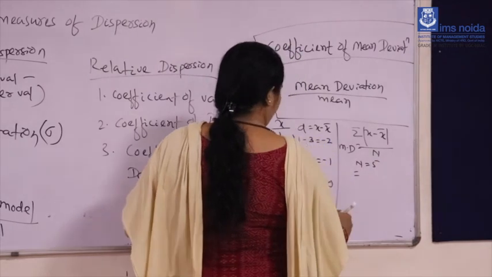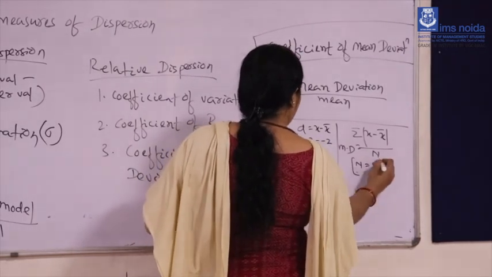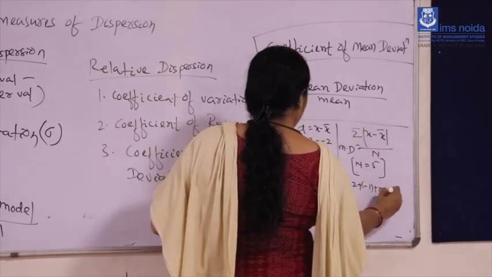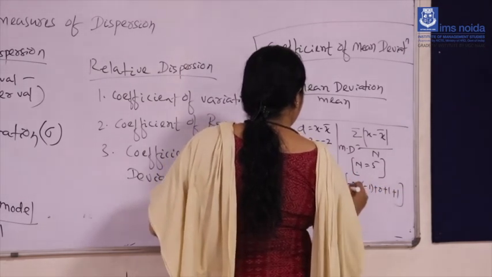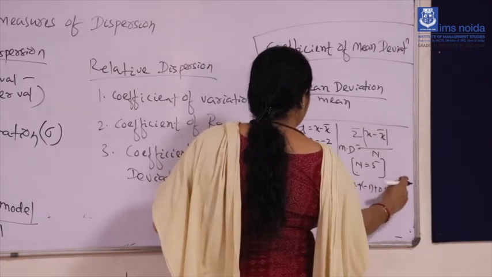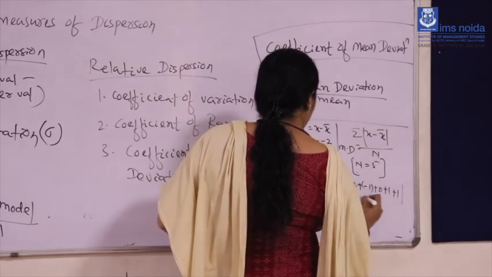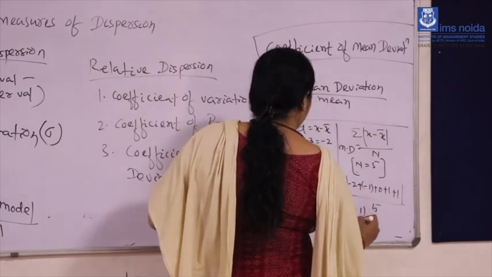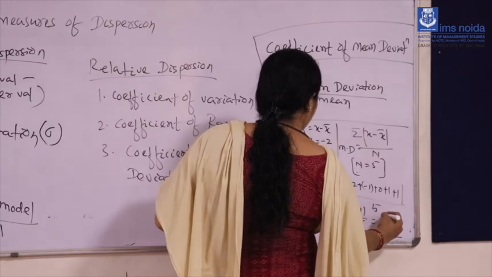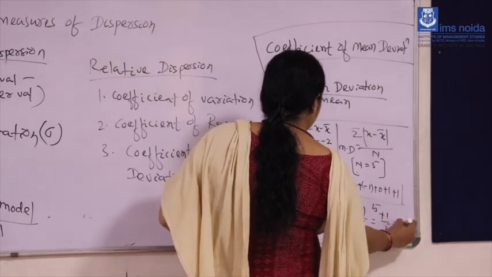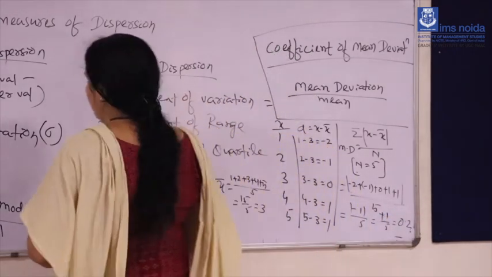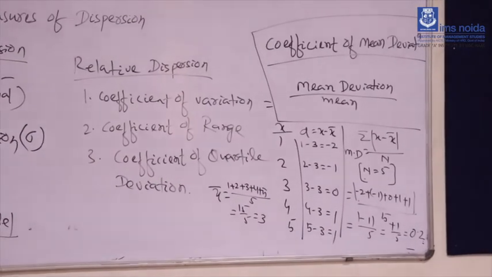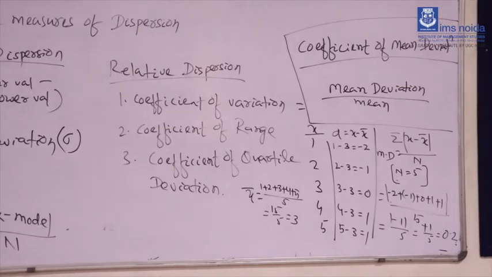So you find the summation: minus 2, minus 1, plus 0, plus 1, plus 2, taking the mod values of these. You calculate the mod values divided by 5: 2, 1, 0, 1, 2, which gives 6 divided by 5. So you can find the mean deviation here, calculated as 1.2. This is the calculation of the absolute deviation.